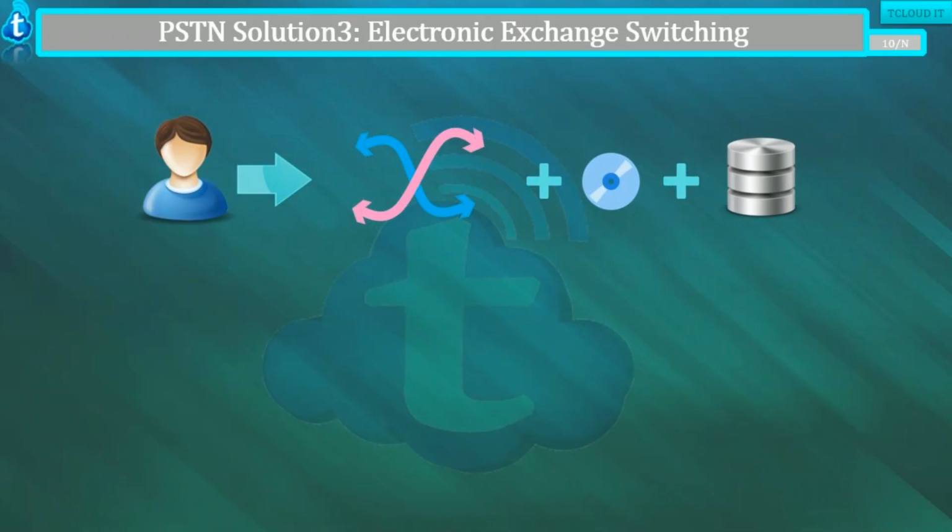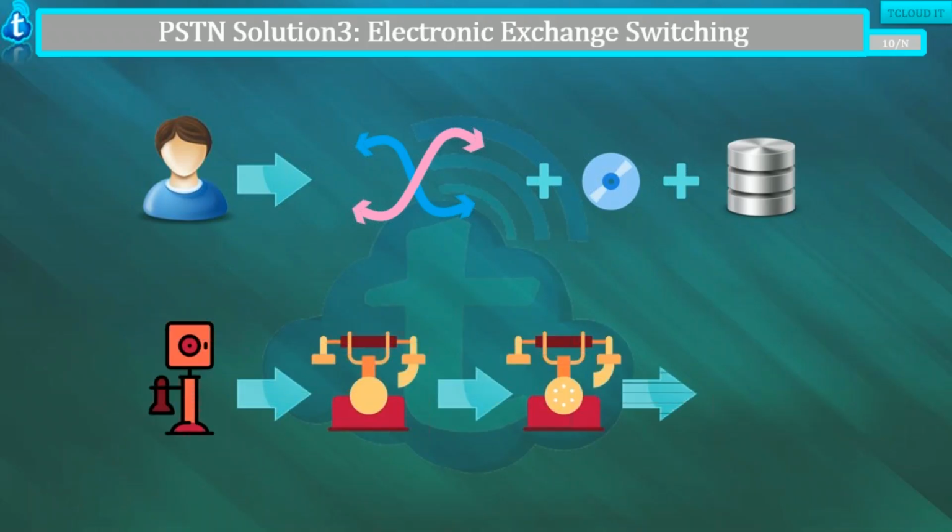This is one change that happened. On top of it, the other change obviously is, instead of you telling anybody or your operator which number you want to call, you simply dial the number. That number will also be sent electronically, digitally. That number information will be forwarded to your exchange in the middle automatically.